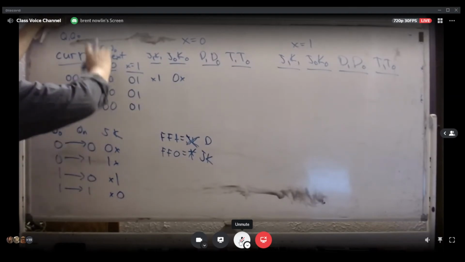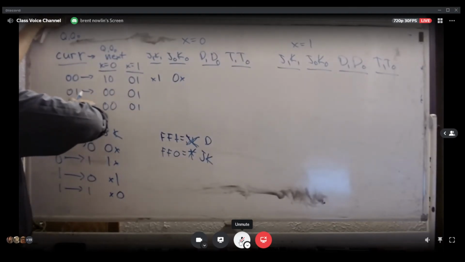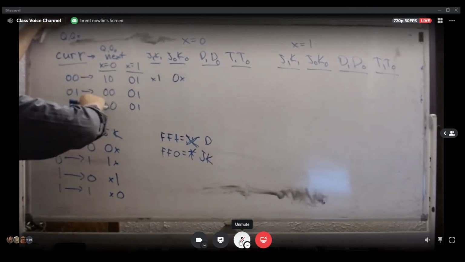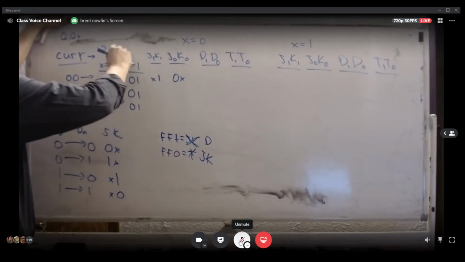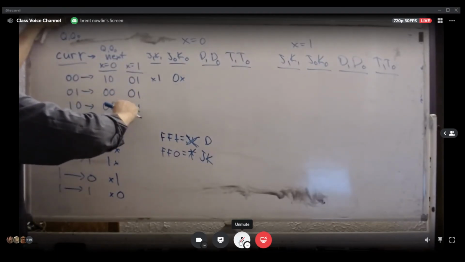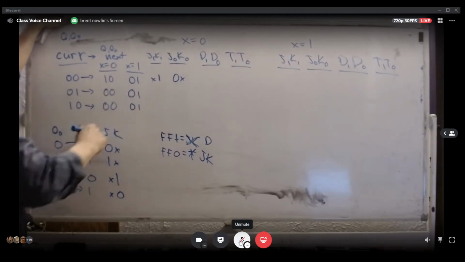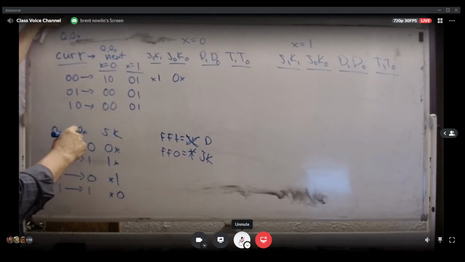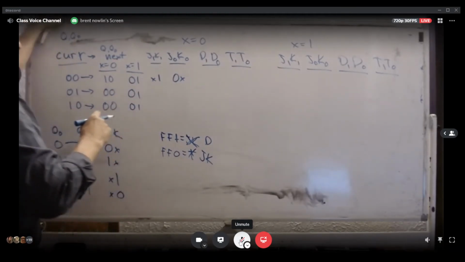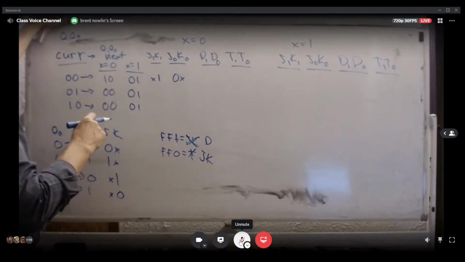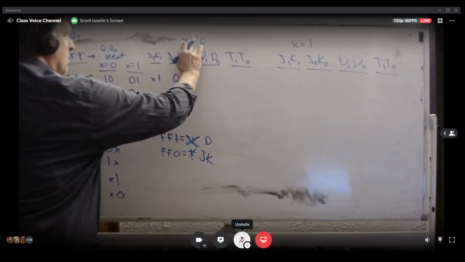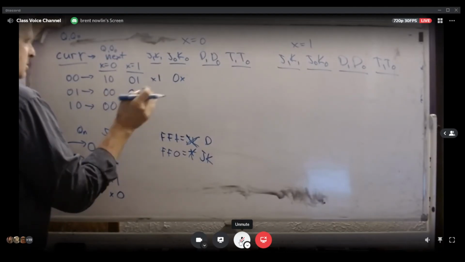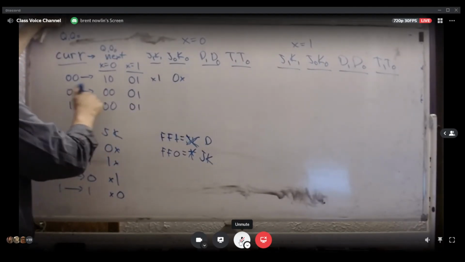Do you want to go down the table, staying with x equals 0? Do you want to go to x equal 1? Let's fill out J1, K1, and J0, K0 before moving on. Okay, that's just fine, going down. So are we staying with x equals 0? Yep. Okay. So x equals 0.